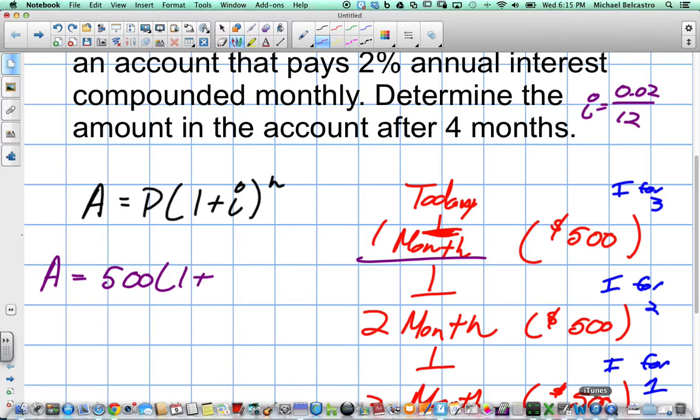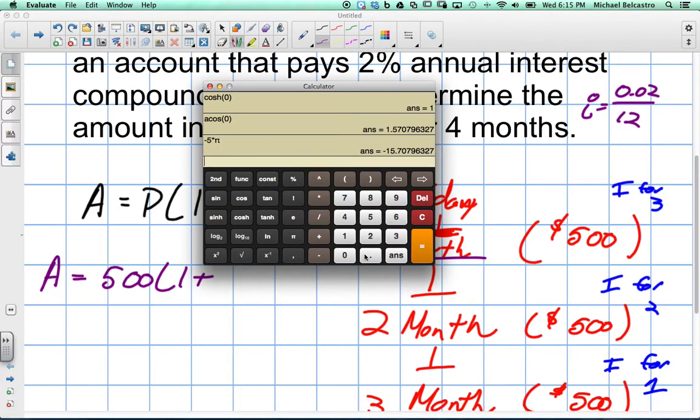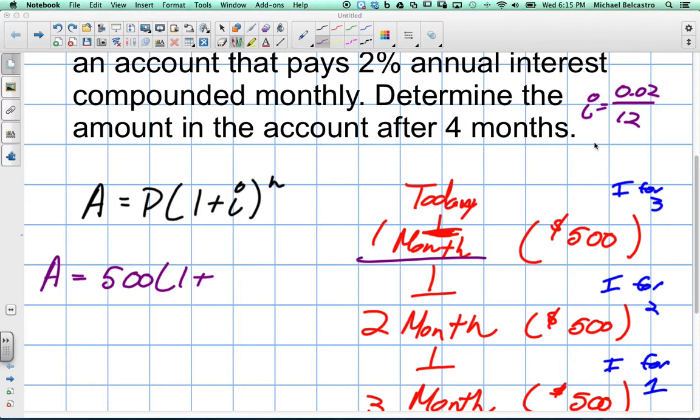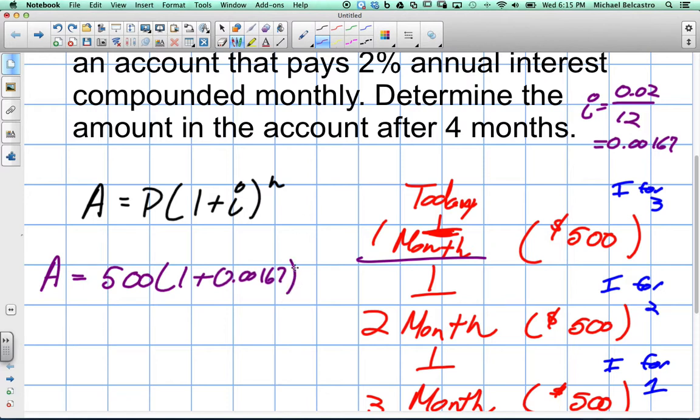Okay, so let's figure out exactly what that is going to be. 0.02 divided by 12 equals 0.0016, so 0.00167, we'll say. That's our i. So that's going to be our i in our formula, 0.00167. So we've got a pretty good rounding there.